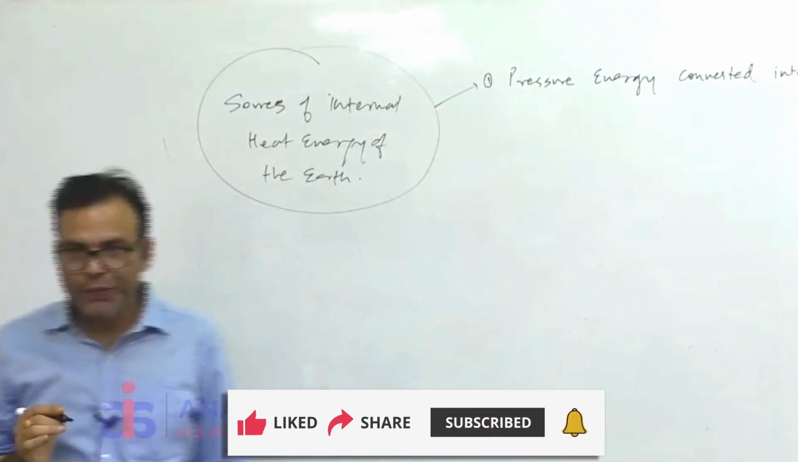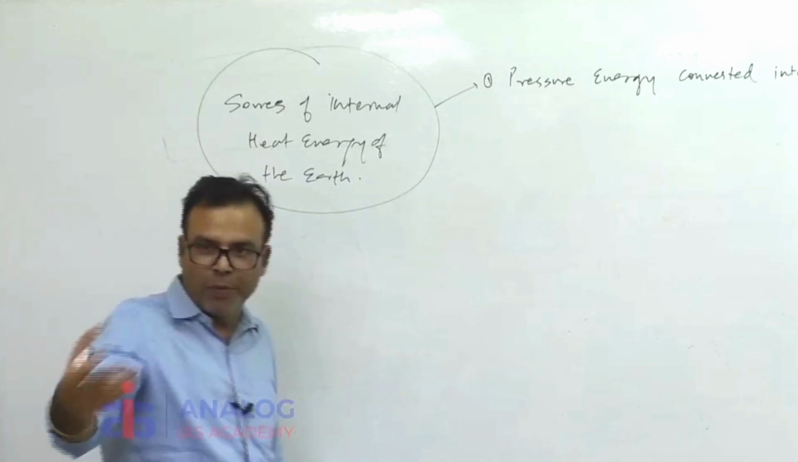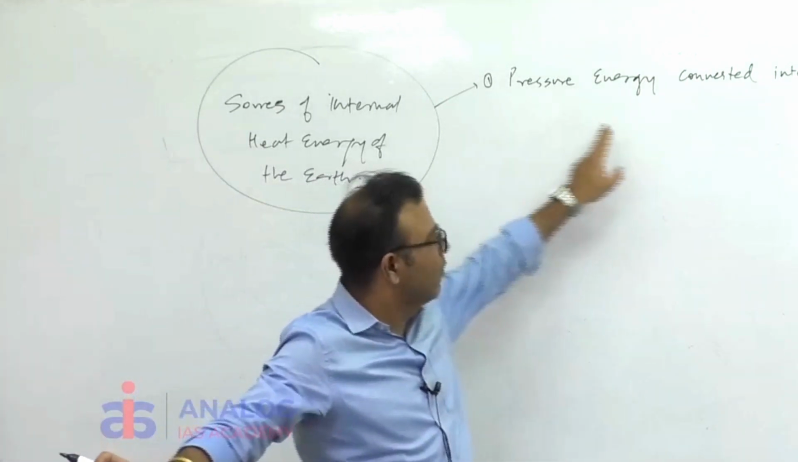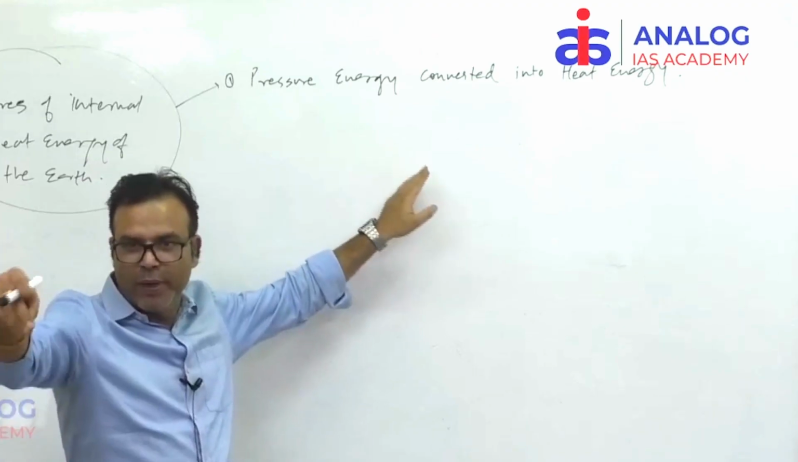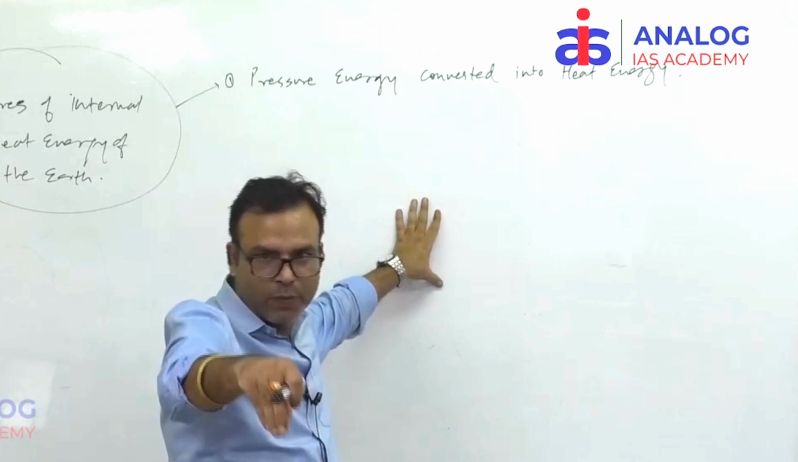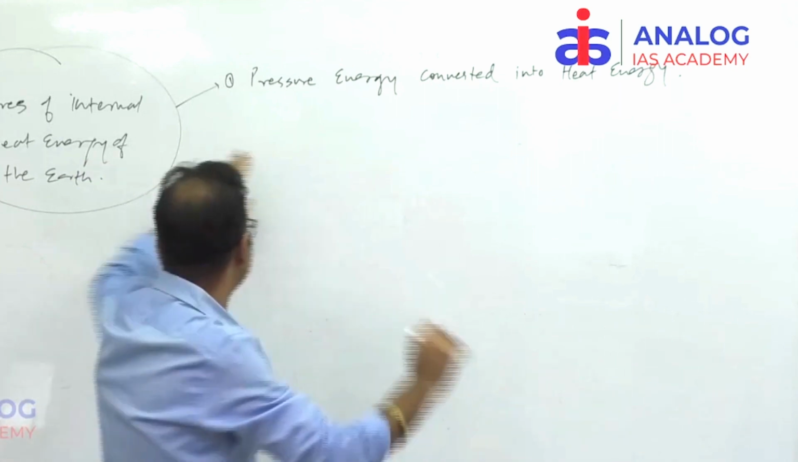What are the sources of internal heat energy of the earth? Why is the earth hot from inside? What are the reasons? First is pressure energy converted into what? As we go deeper and deeper, pressure is what? It increases. When pressure is more and more, there is more and more formation of which energy? Heat energy. That's the first reason.